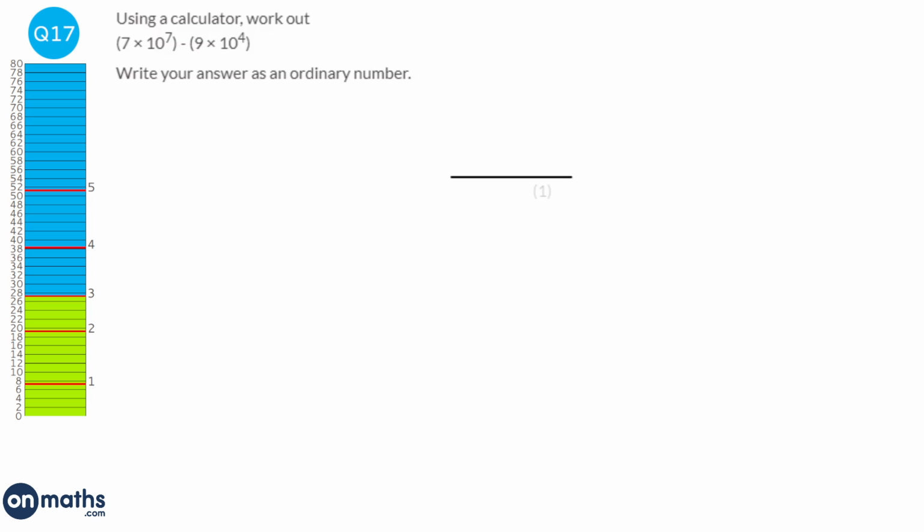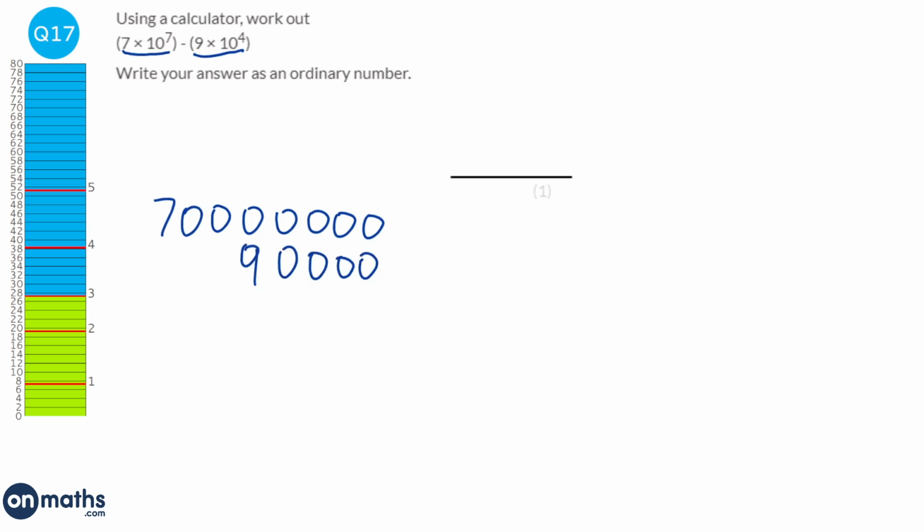So the only way of answering this question is to work out what these are as ordinary numbers. And so 7 times 10 to the power of 7 would be 7 and then seven zeros. And 9 times 10 to the power of 4 would be 90,000. So that would be 9, 0, 0, 0, 0. And so we're just subtracting them like that. And so we'll get 69,910,000.